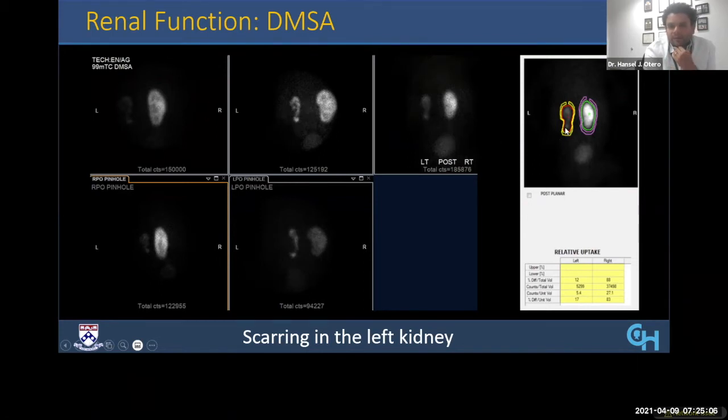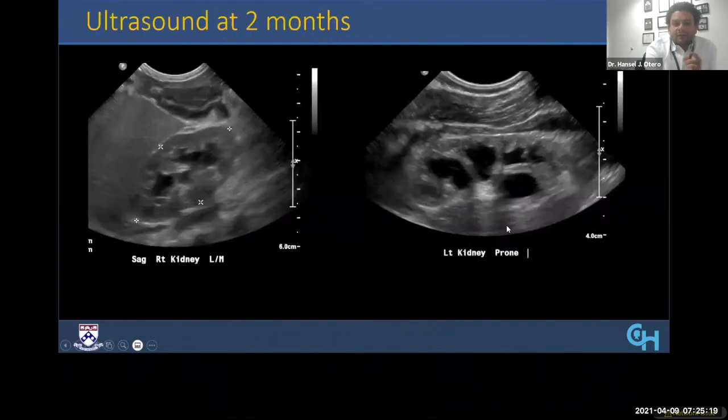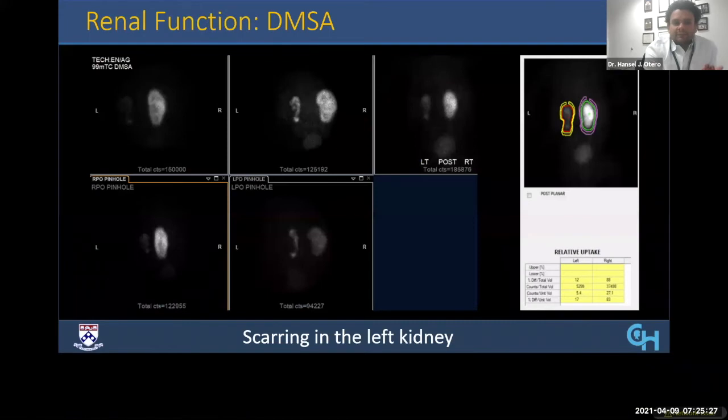And in this case, we do see that the uptake on that left kidney is down, and the function is asymmetric, provided by the right kidney. So there is already damage to that left kidney, and we wouldn't have gotten there if we did the wrong staging at the very beginning.